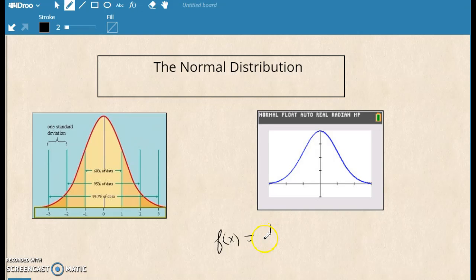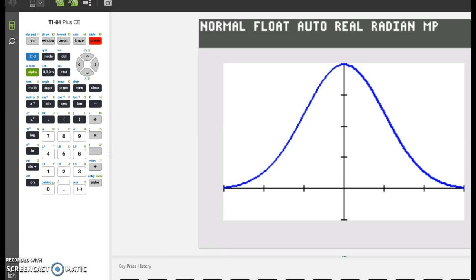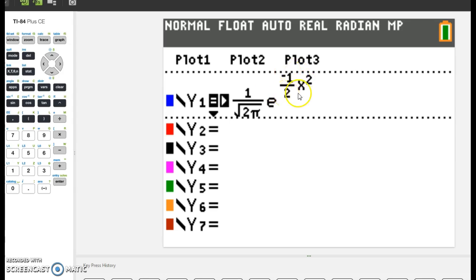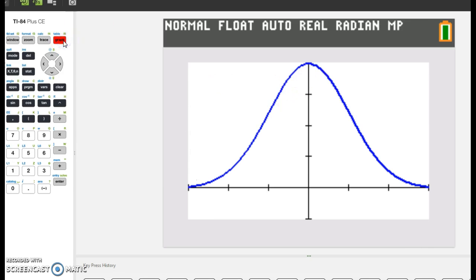So for those of you who are interested in the mathematics of this, it would be coming from this function: 1 over the square root of 2 pi, e to the negative 1/2 x squared. When you do that on a calculator, you can get this graph, this model, and that would look like this in my calculator. I would have this function already typed in and then ready to graph. So that's where that model came from.